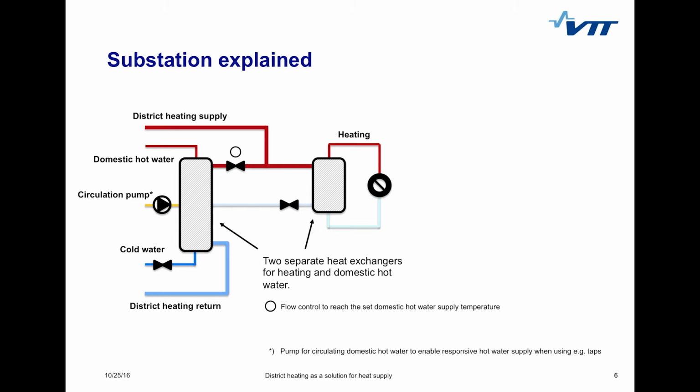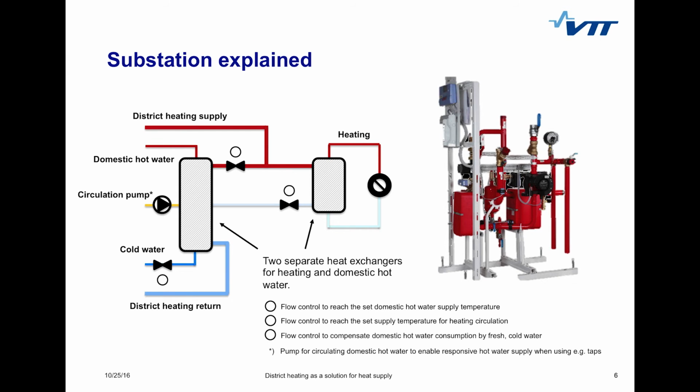This valve is controlled to reach the set temperature for domestic hot water supply. Same goes for heating here. A valve controls the flow according to the set point on the secondary side supply temperature. Cold water valve opens when hot tap water is used, that is, pressure drops within the circulation. This connection is just a single example of a substation connection, although common. A substation can also accommodate control and monitoring of auxiliary heat sources such as solar collectors.